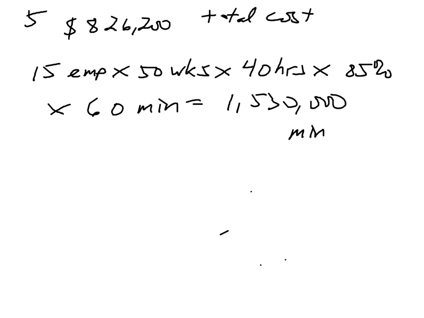All right, so we have those minutes, so we just do our 826,000 total costs divided by 1,530,000 minutes, and that is going to give us 54 cents per minute. All right, so that's your answer to part A.